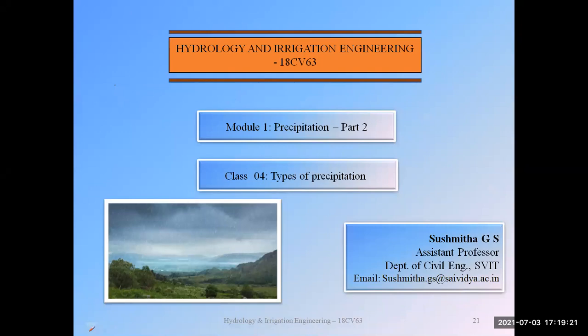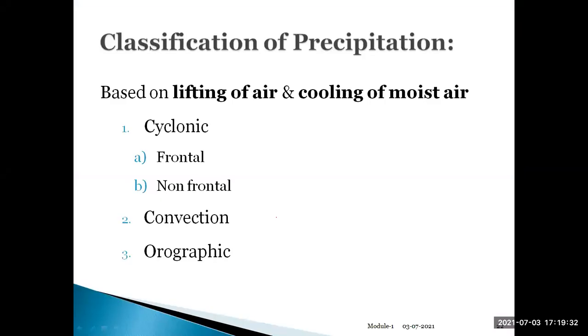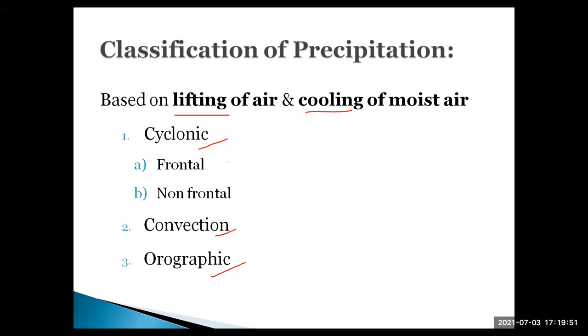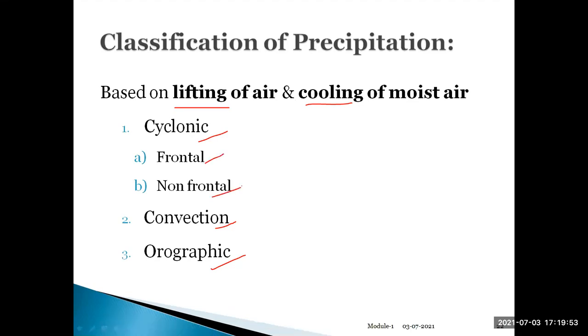So in this class, we are discussing the different types of precipitation. As we have discussed the different forms of precipitation in the previous video, let us see what are the types of precipitation we have. The precipitation is classified based on the lifting and cooling of air as cyclonic, convective and orographic precipitation. Cyclonic precipitation is subclassified into frontal and non-frontal precipitation. So let us just discuss in detail what is cyclonic, convective and orographic precipitation.